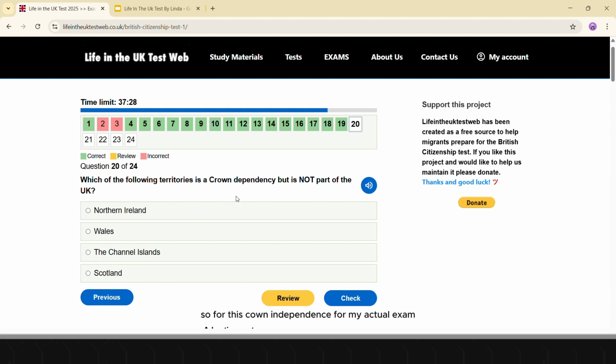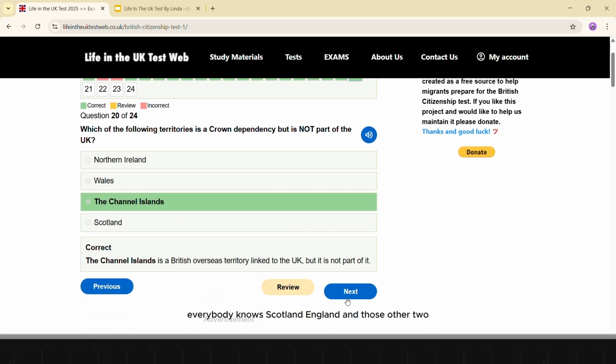So for this, crown dependency. On my actual exam, they asked me what crown dependency is. From exam 1 to 17, I didn't come across any question that said what is crown dependency. But from answering questions like this, I have an idea what crown dependency is. So crown dependency is just a territory of the UK that is not part of the UK. So out of all this, which one is the odd one out? This one. Everybody knows Scotland, England, and those are that too.